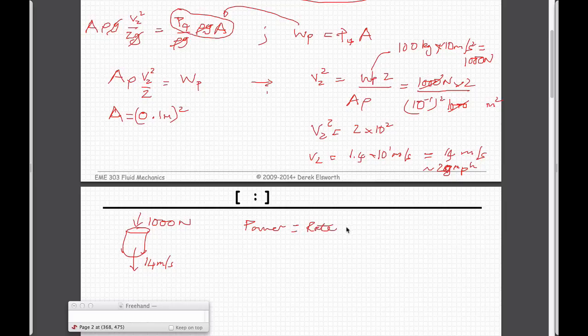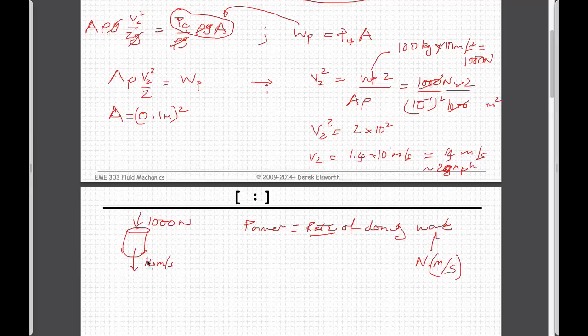Equals rate of doing work. So work is equal to force times displacement. Rate of doing work is per second, so it's a force times a velocity. In this case, it might not be so obvious, but you can take this force that we have to apply. It's kind of moving at some velocity, 14 meters a second, even though it's static. And so the power output would just be equal to 1,000 newtons times 14 meters a second, which is equal to 14 times 10 to the 3 Newton meters per second.